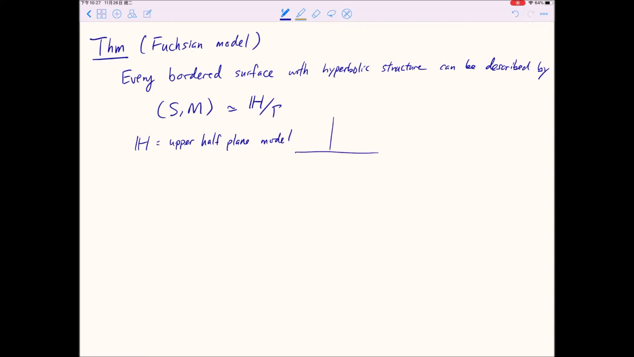So it's just the part in the complex plane with the positive imaginary points. So it admits a metric given by dx squared plus dy squared divided by y squared. So the boundary of the upper half plane model will just be the real line.